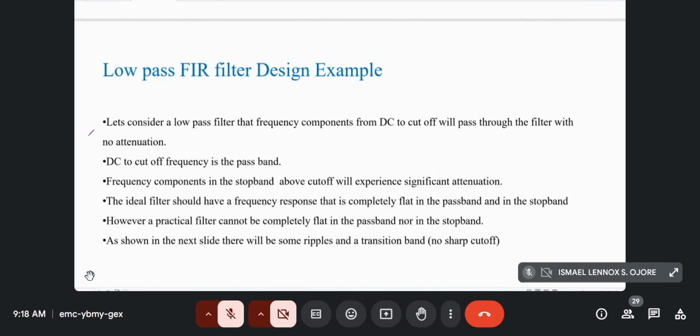Cutoff. I'm trying to look for the correct word, but we are saying a low pass filter will pass frequency components from DC to cutoff with no attenuation. Yeah, DC to cutoff frequency is a pass band. We call that the pass band. Frequency components in the stop band above the cutoff will experience significant attenuation. It means up to there, no attenuation.